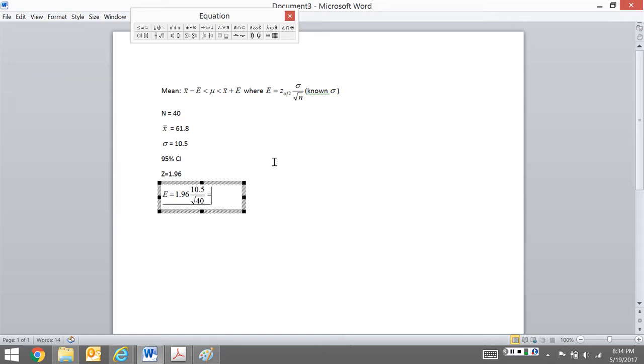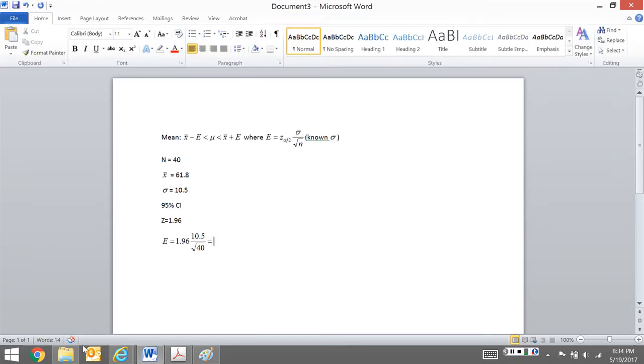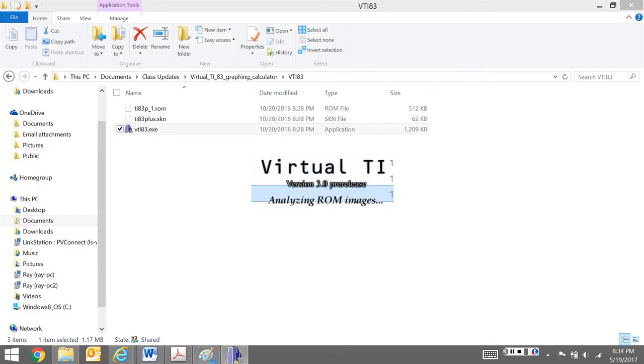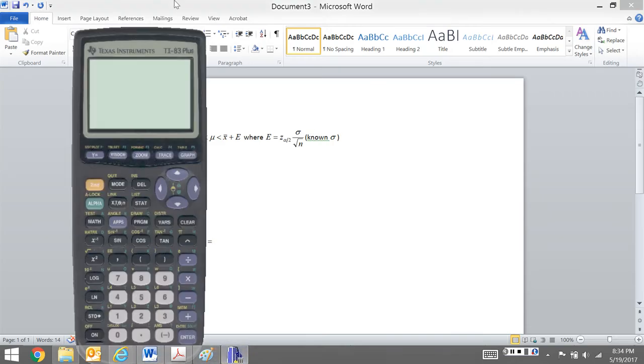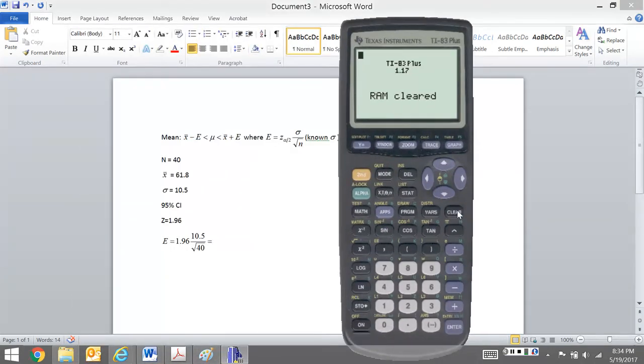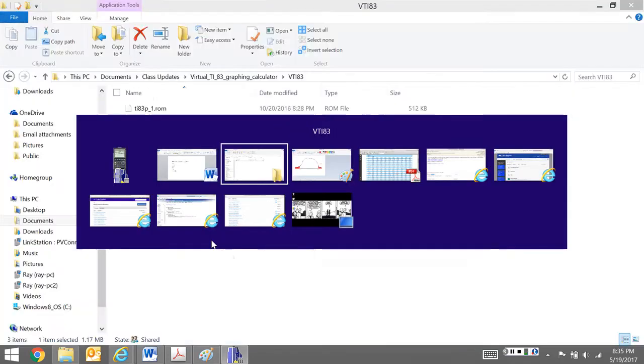So now I get out my calculator. And so I'm going to do 10.5 divided by the square root of 40. And then I'm going to times it by 1.96. So then I get 3.2539, something like that.